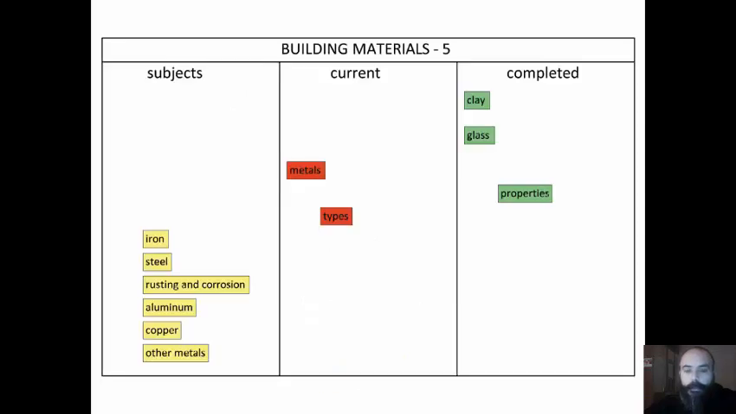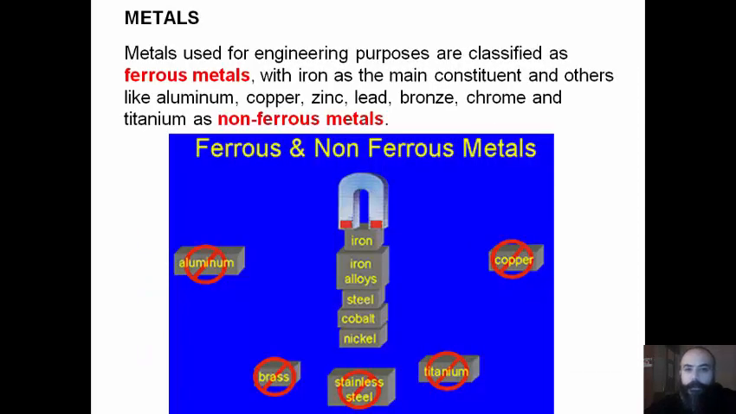Let's examine the types of metals. Metals used for engineering purposes are classified as ferrous metals, with iron as the main constituent, and others like aluminum, copper, zinc, lead, bronze, chrome, and titanium as non-ferrous metals.